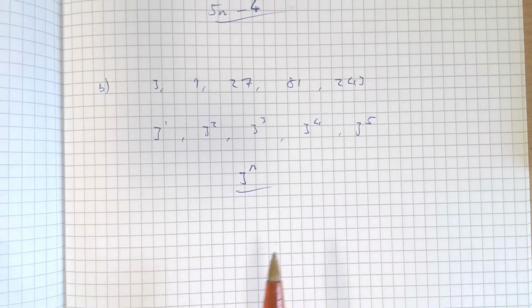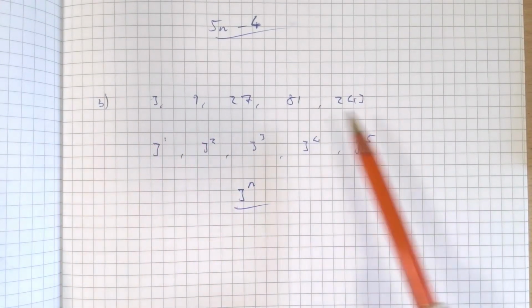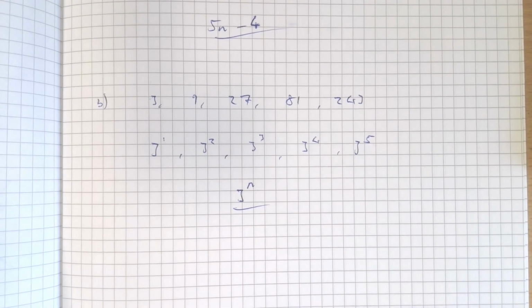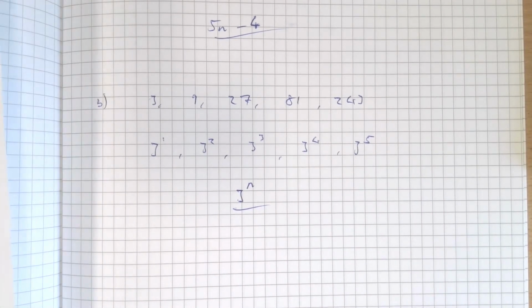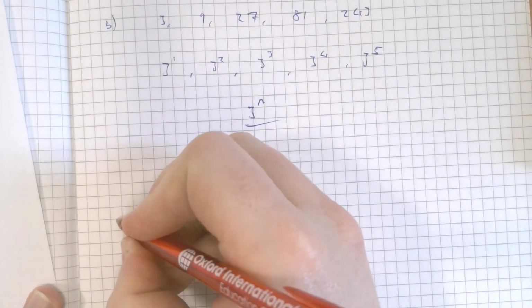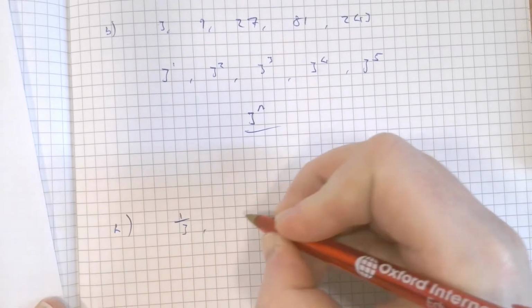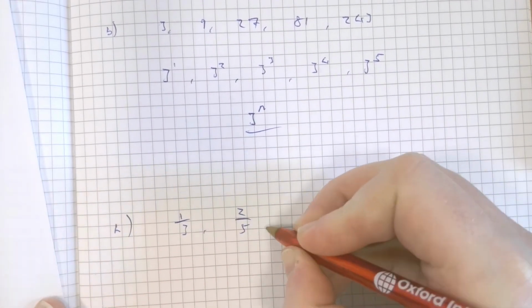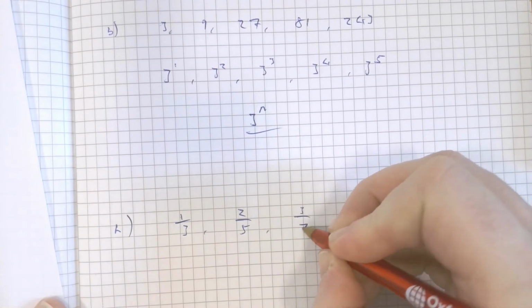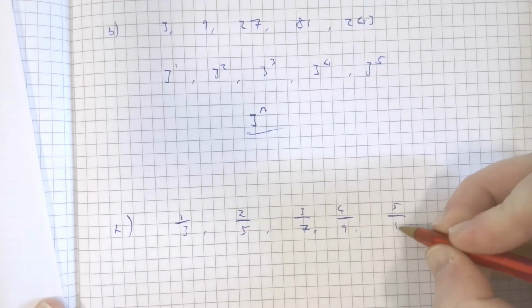That's part B. Effectively, what it comes down to is getting used to what the square numbers and cube numbers are of different bases. And unfortunately, that only really comes down to practice. Let's look at part H then, skipping forward. 1 over 3, 2 over 5, 3 over 7, 4 over 9, and 5 over 11.